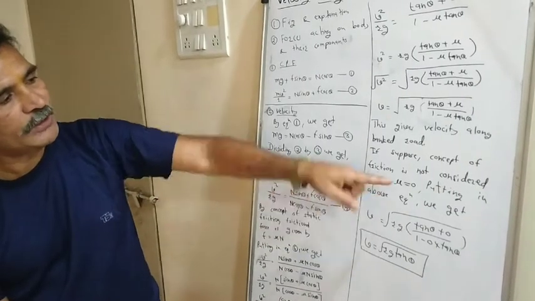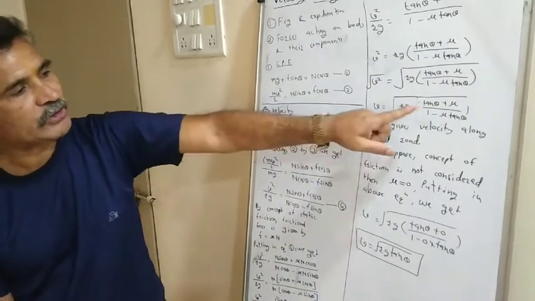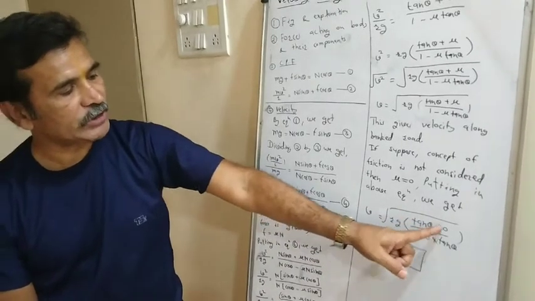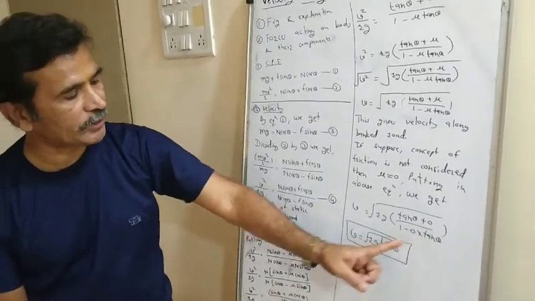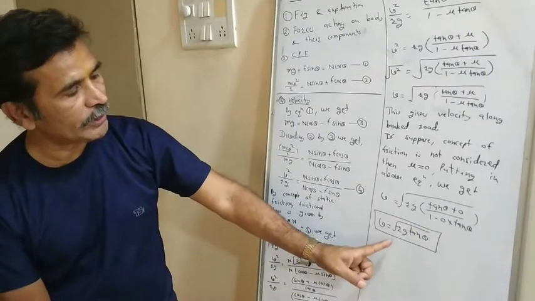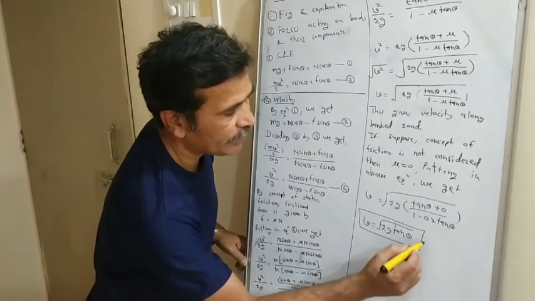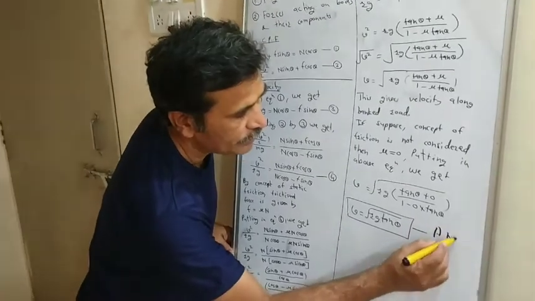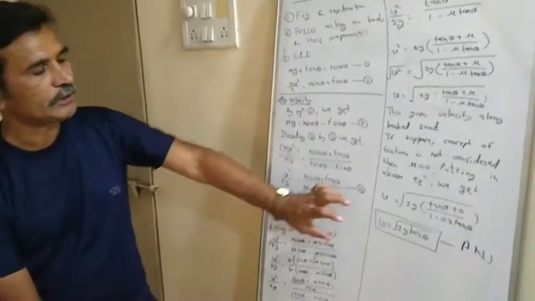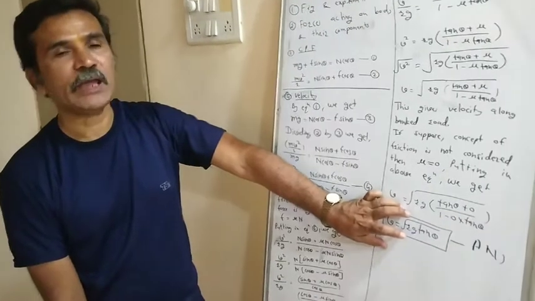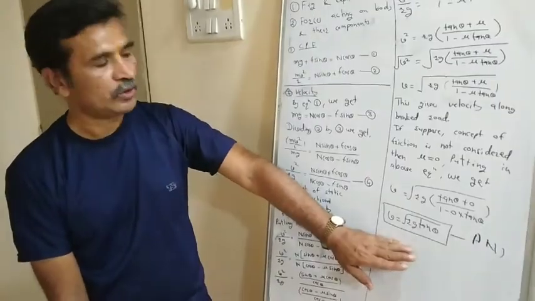So putting in the above equation, in place of mu, we write 0. So V is under root Rg into tan theta plus 0 upon 1 minus 0 into tan theta. So we get V is equal to under root Rg tan theta. So this is our required expression, or we can say that this is what we wanted to find out: the maximum velocity with which the vehicle, the car, can be driven along bank road.